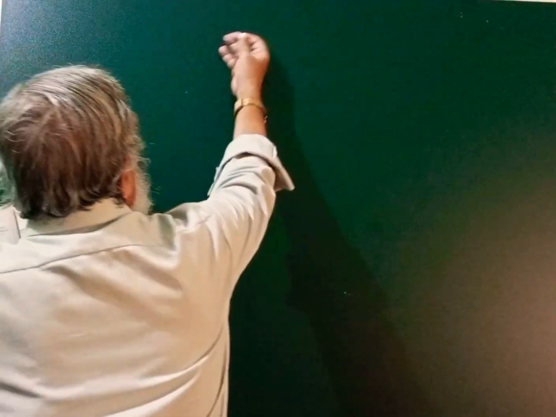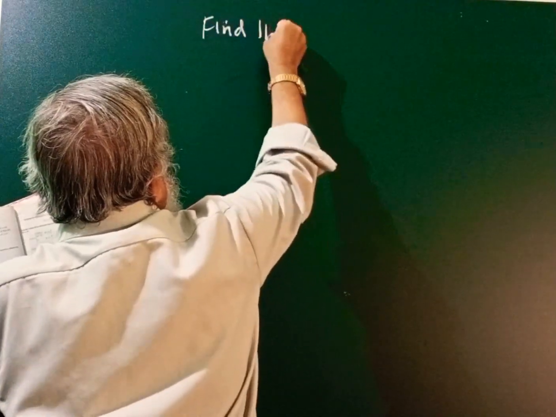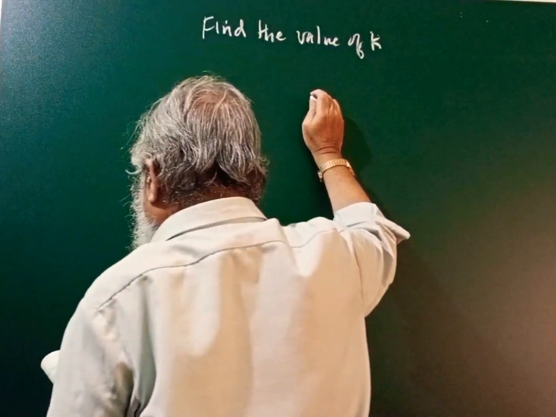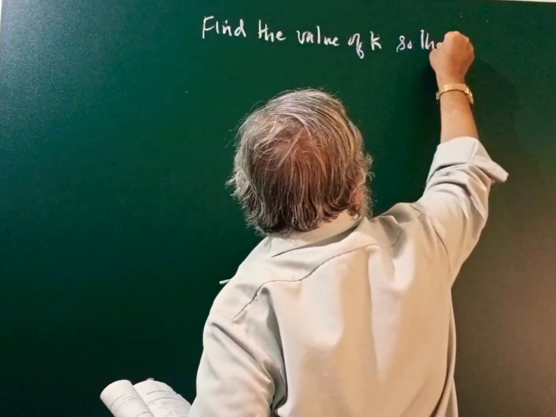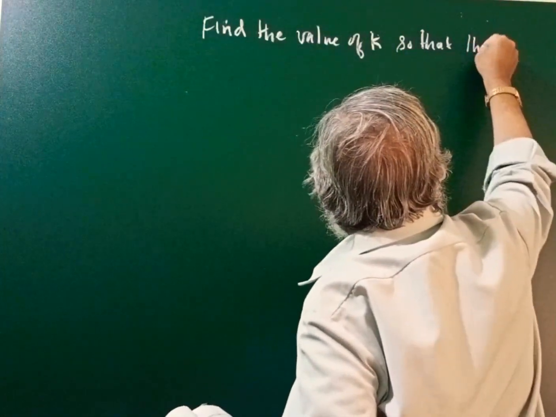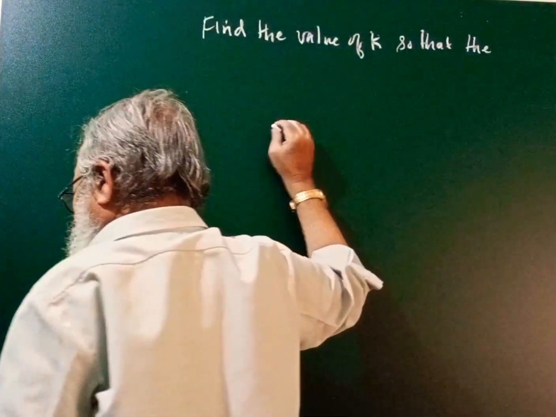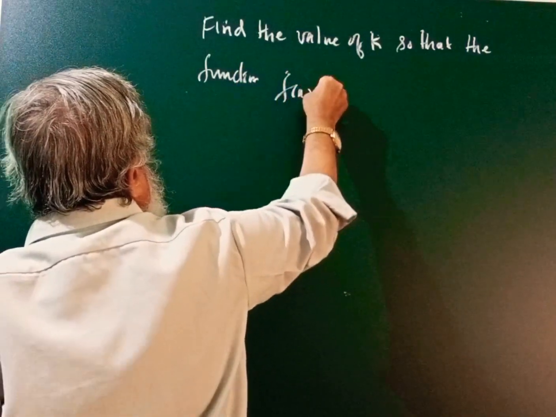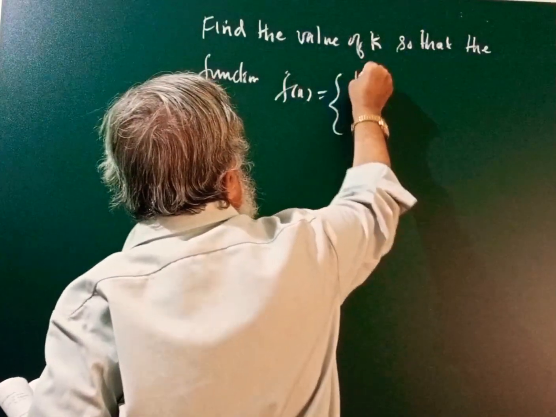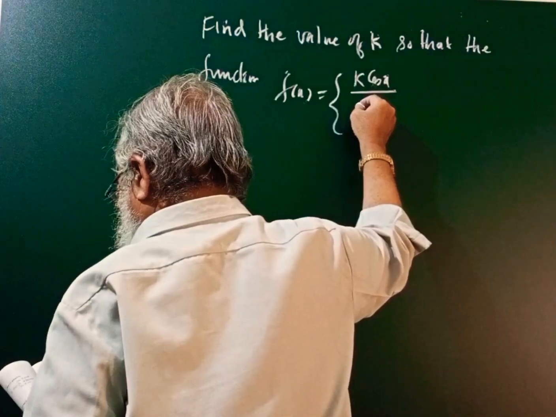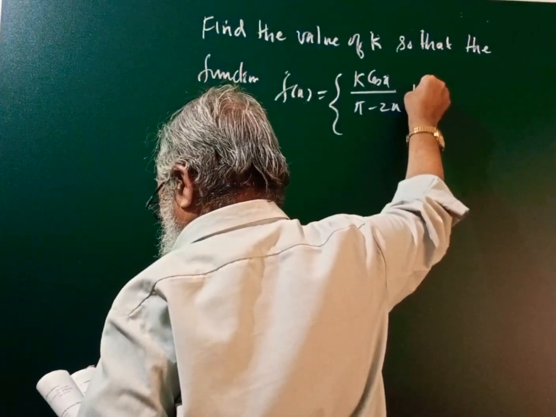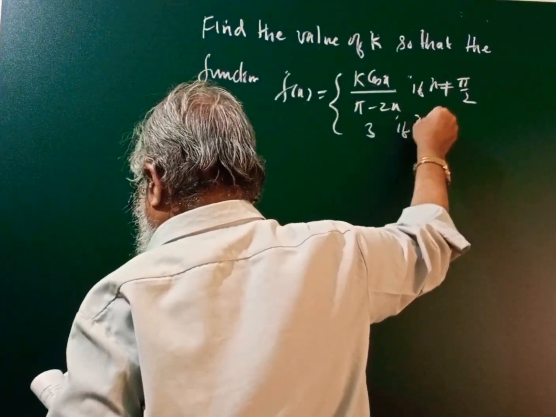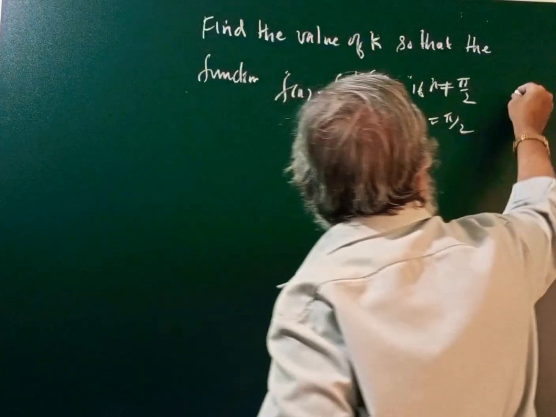Find the value of k so that the function f(x) is equal to k into cos x by (pi minus 2x) if x is not equal to pi by 2, and 3 if x is equal to pi by 2, is continuous at x is equal to pi by 2.